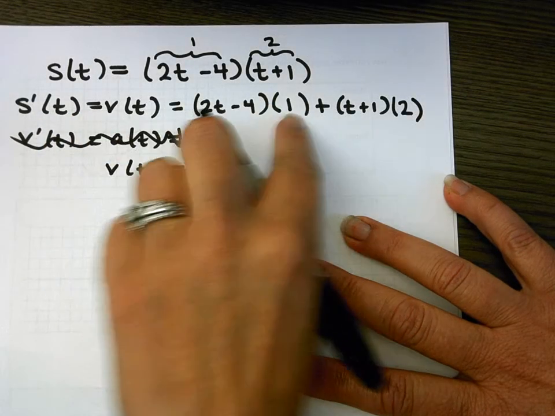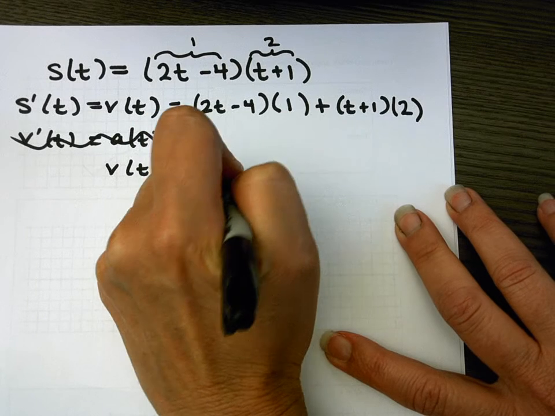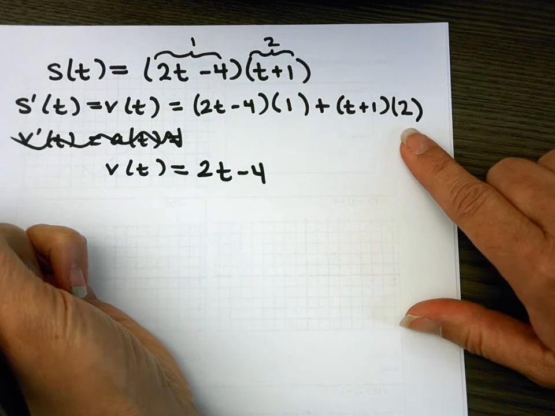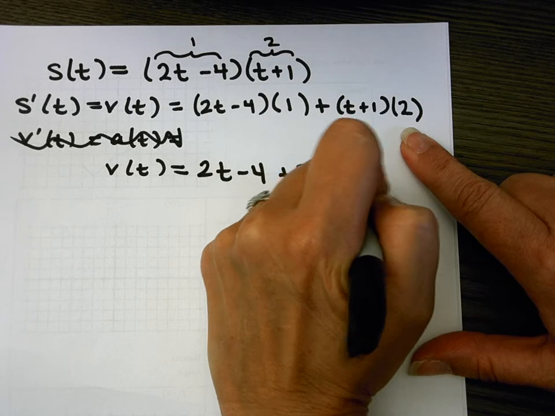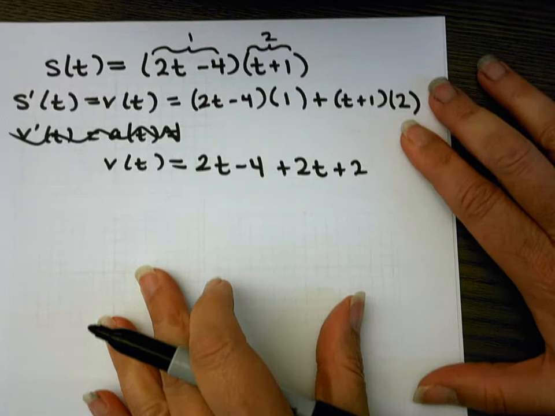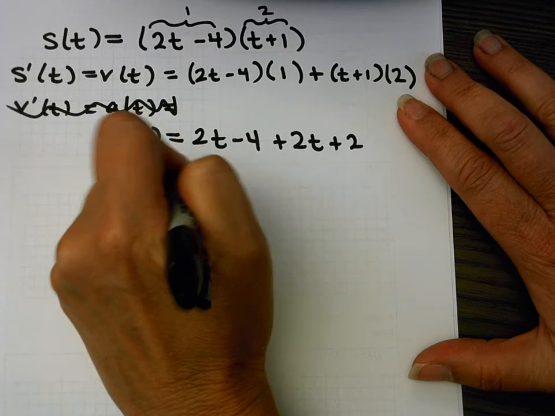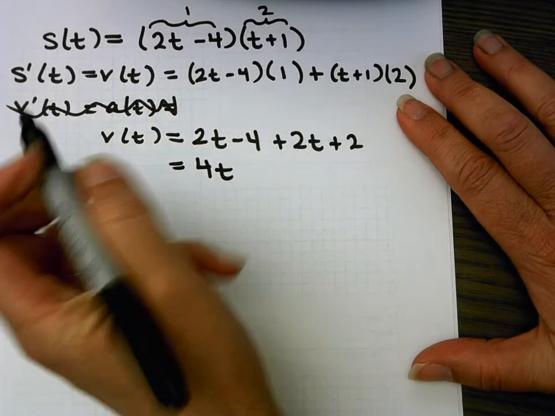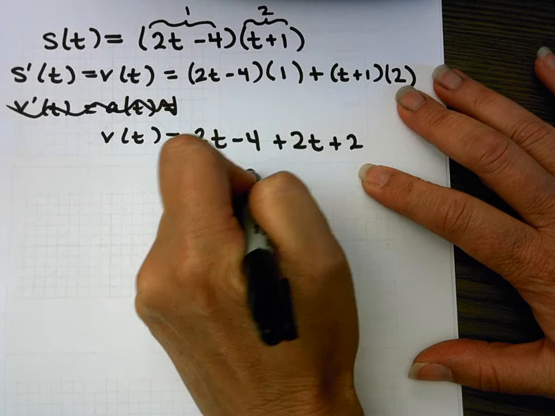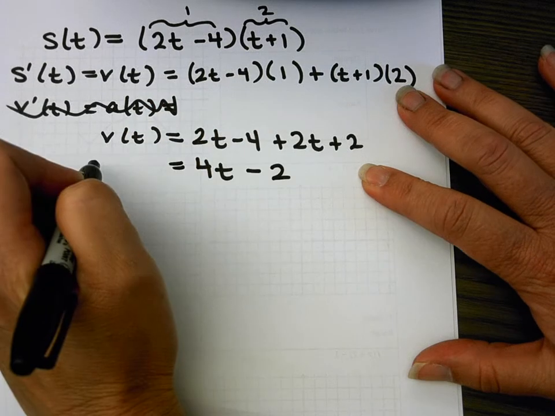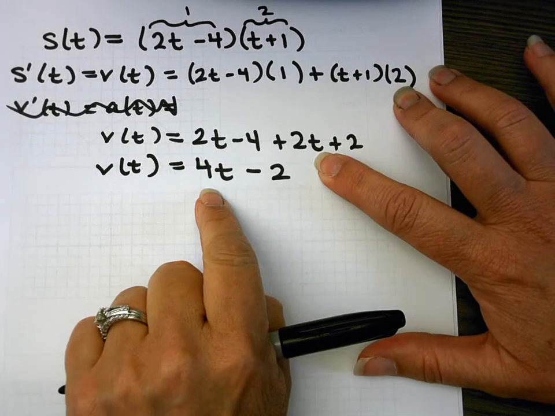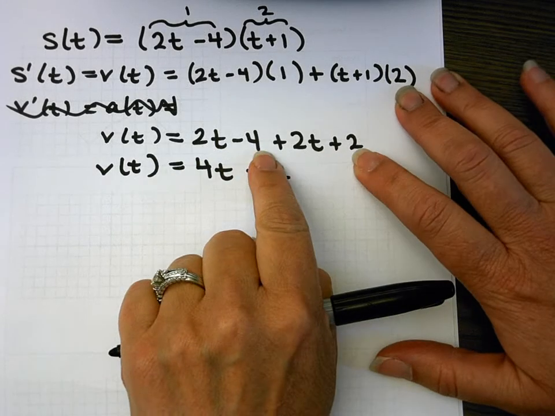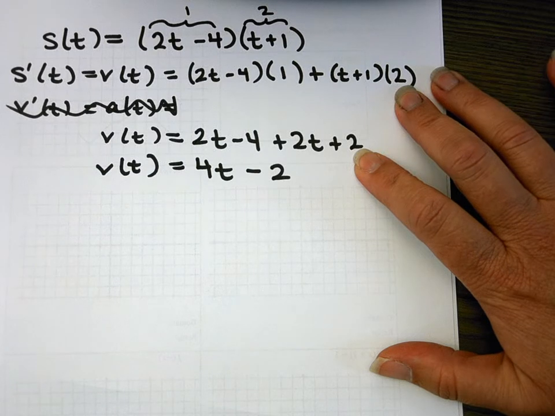So I would distribute the 1 in, so that would just be 2t minus 4, and then distribute in the 2. And then I would combine like terms. So 2t plus 2t is 4t, and then negative 4 plus 2 is negative 2. So there would be my velocity.